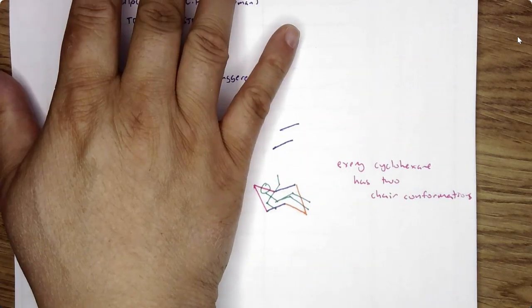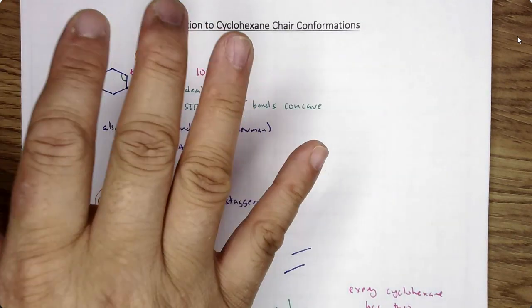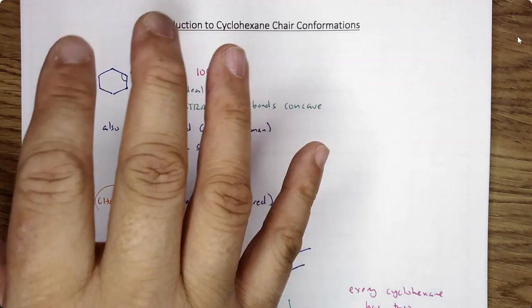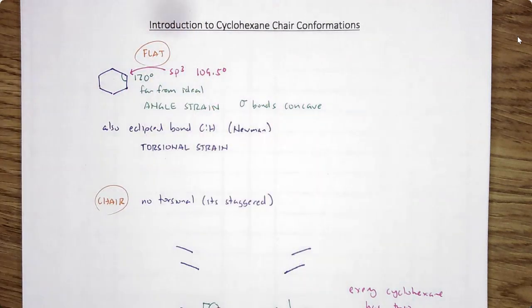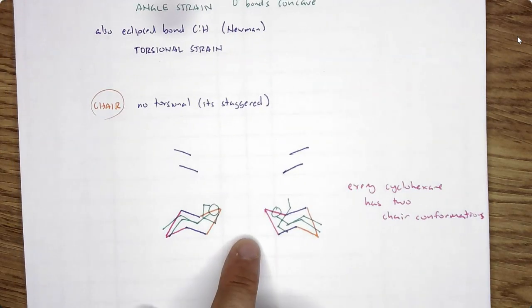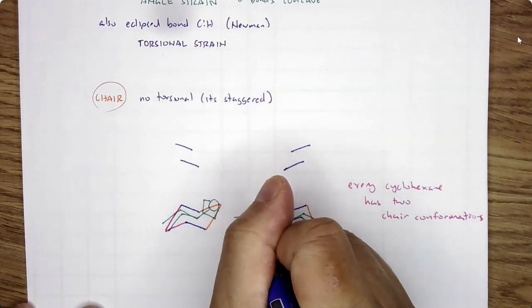One last thing. This is an introduction again. You need to be pretty good and comfortable drawing chairs before we talk about stability in the next video or next class. This is called chair flipping. It can go back and forth.